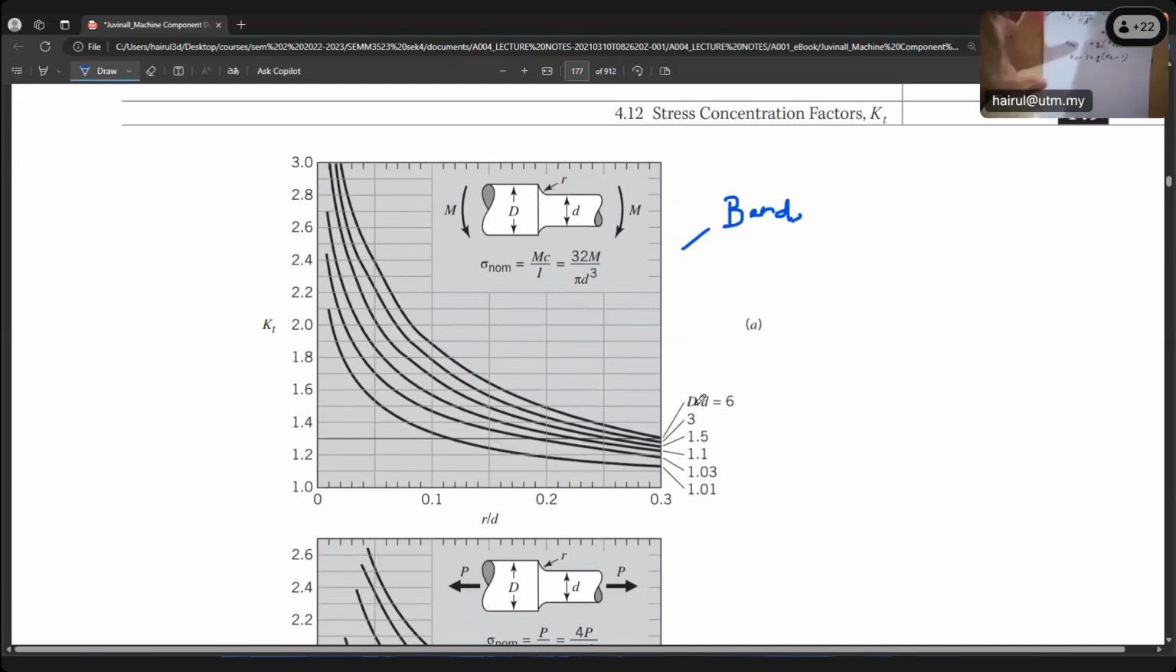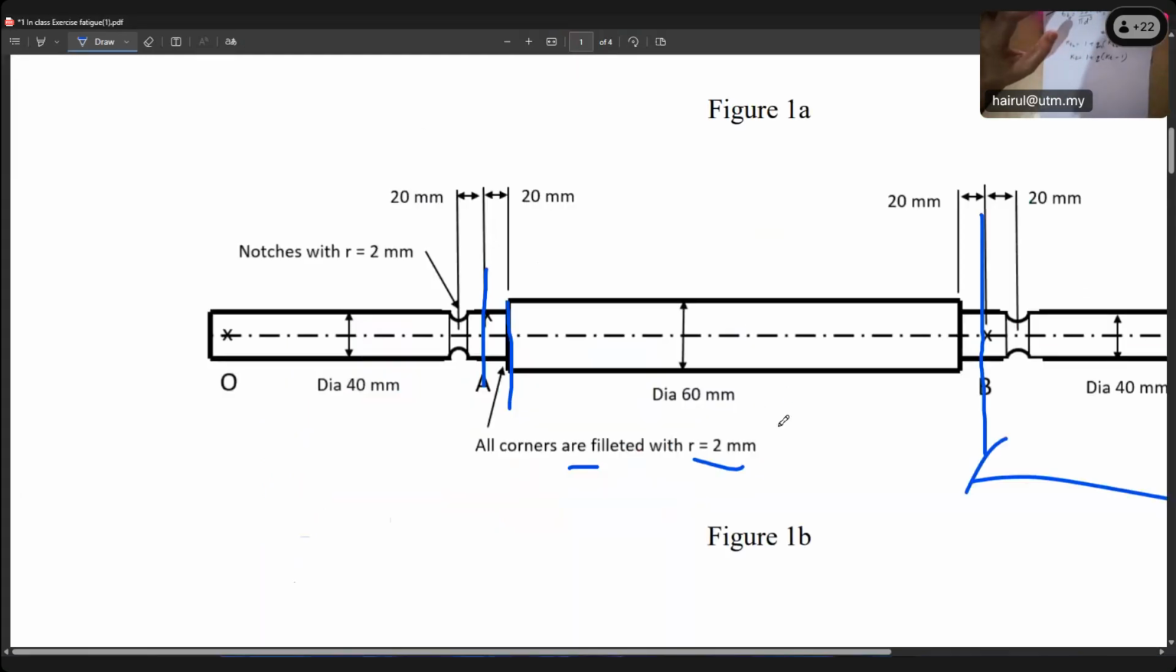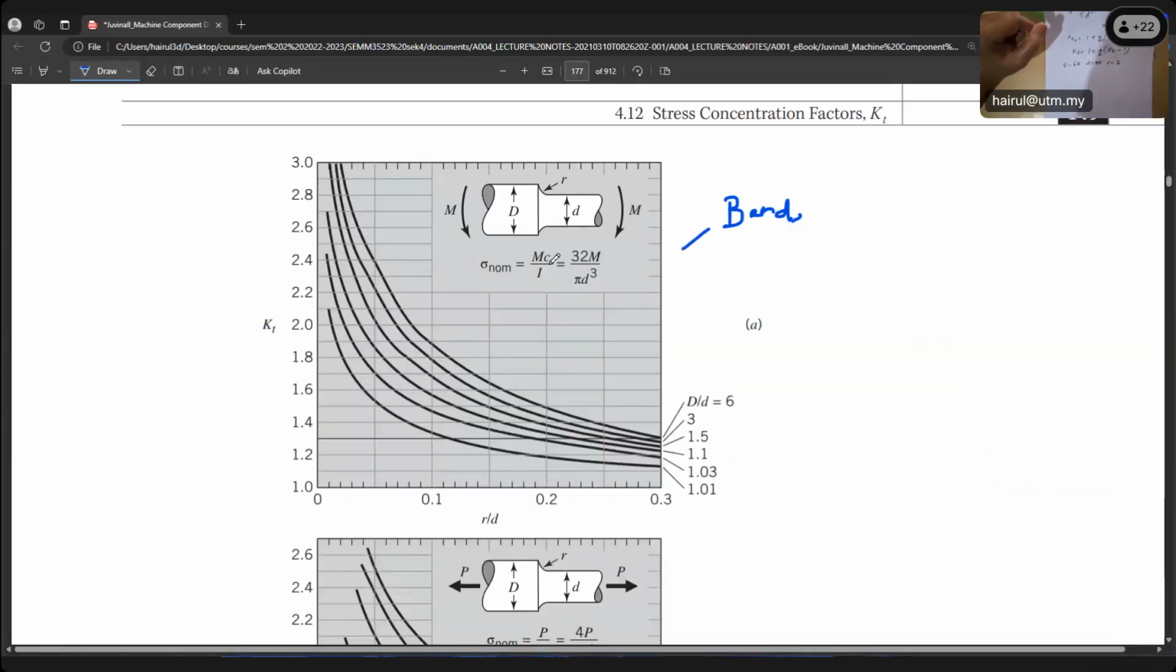D over d. What is D over d? It means the bigger diameter over the smaller diameter. Because if you look at this question, our bigger diameter D is 60, right? Our smaller d is 40. And our notch radius, can you see the notch radius is r? r is 2 millimeter. Okay, that's why we use it just now. So D over d is 60 over 40, right?